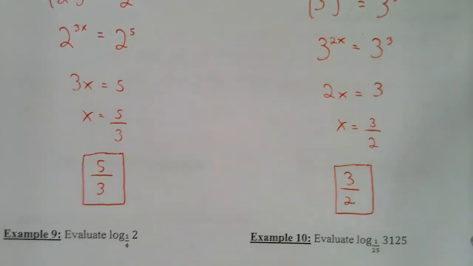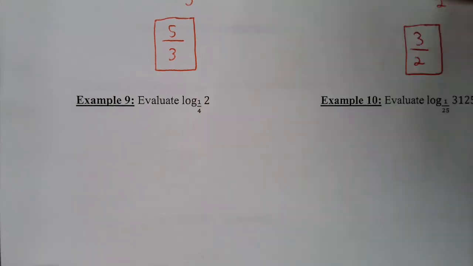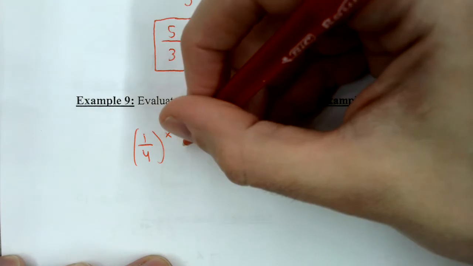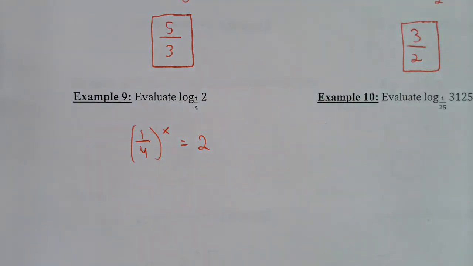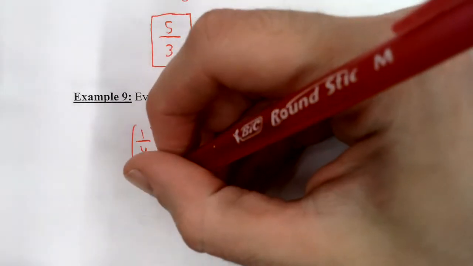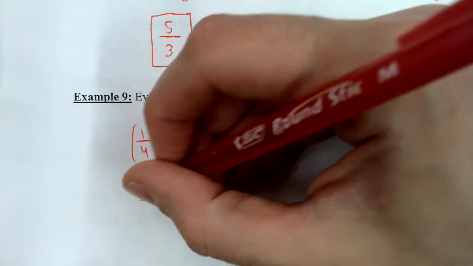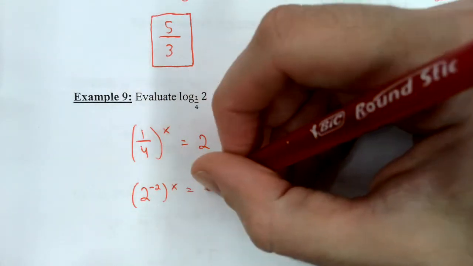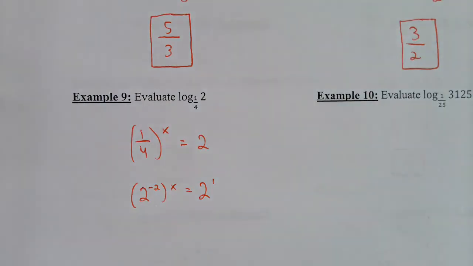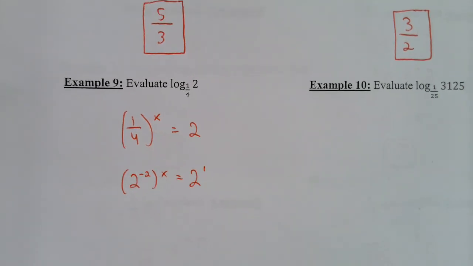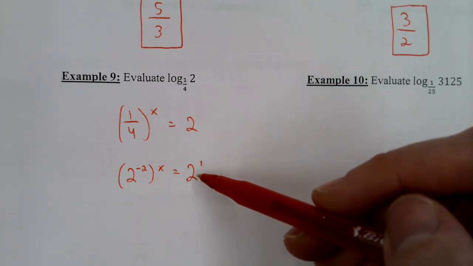Okay, 2 more. Write it in exponential form first. 1/4 to the x power equals 2. Let's write each side with the same base. I'm going to use a base of 2. 1/4 can be thought of as 2 to the negative 2 power, okay? Because 2 squared is 4, so 2 to the negative 2 power is 1/4. And I just put 2 to the first power on the right.